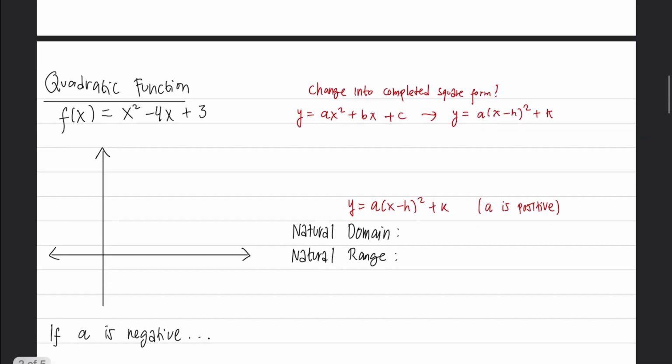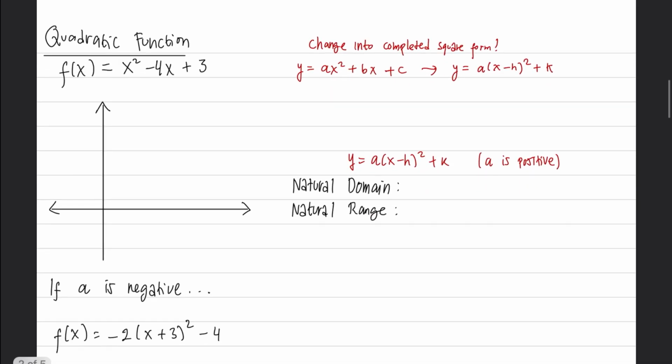Okay, now let's move on to the quadratic function. For example, I have f(x) = x² - 4x + 3. How do we find the domain and range of our quadratic function? We already learned in the first chapter that a quadratic has a maximum or a minimum value that we call a turning point or a vertex.